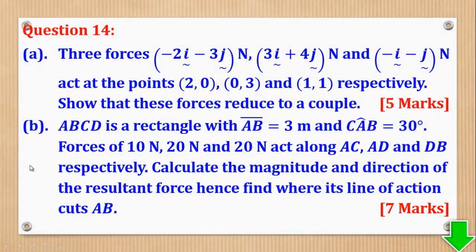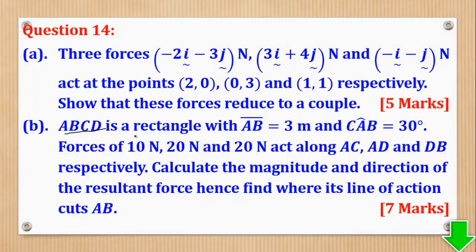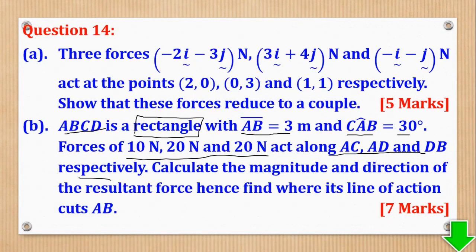Now part B. ABCD is a rectangle with AB equal to 3 meters and angle CAB equal to 30 degrees. Forces of these magnitudes act along these sides respectively. Calculate the magnitude and the direction of the resultant force, hence find where its line of action cuts AB.